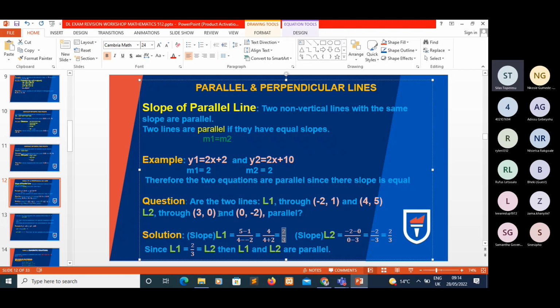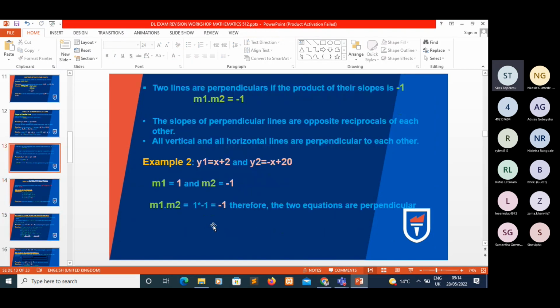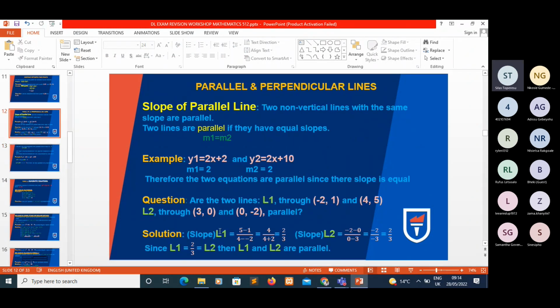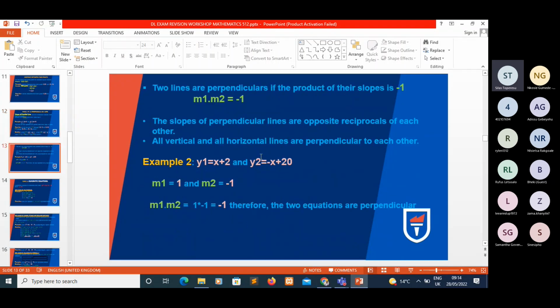All right. Let's move on to perpendicular. We just want to check on perpendicular. How do you determine whether two lines or equations are perpendicular? So perpendicular you determine by also checking their slope. But how do you check their slope? You multiply. Two lines or two equations are perpendicular when the multiplication of their slopes gives you -1.